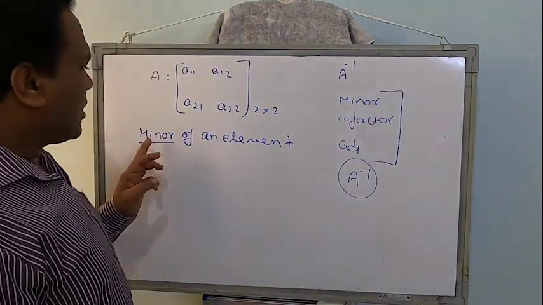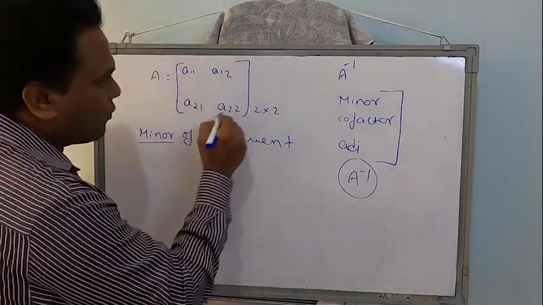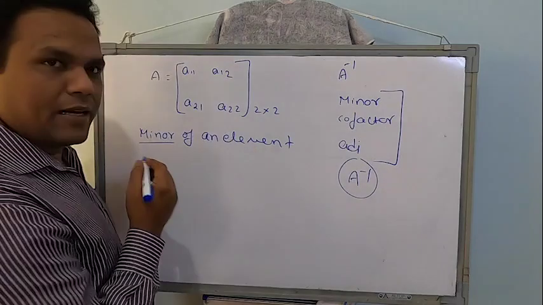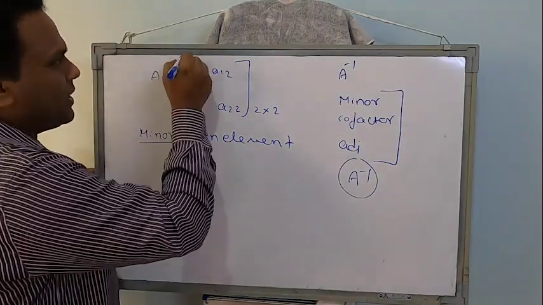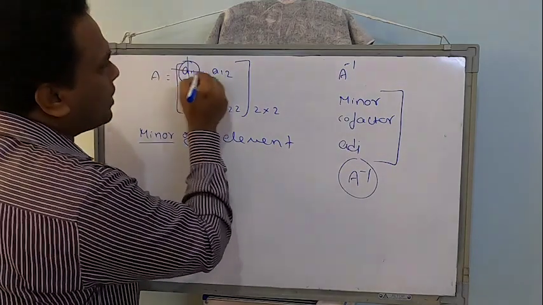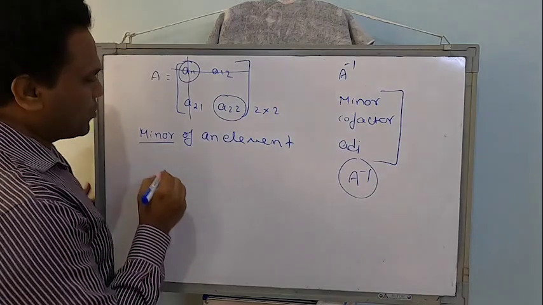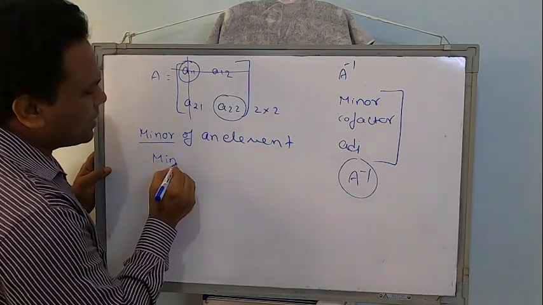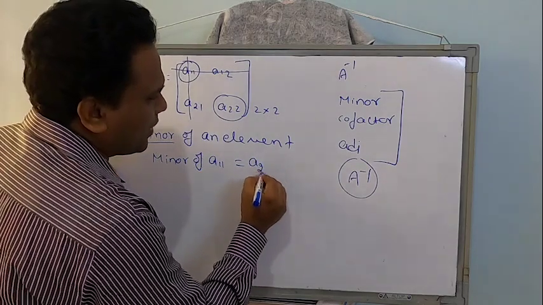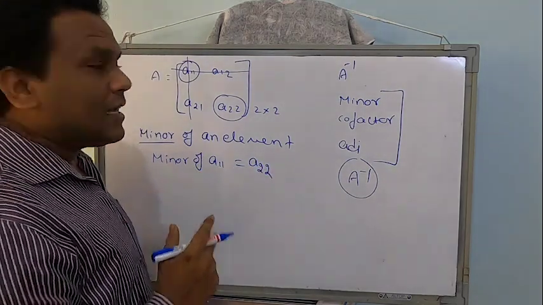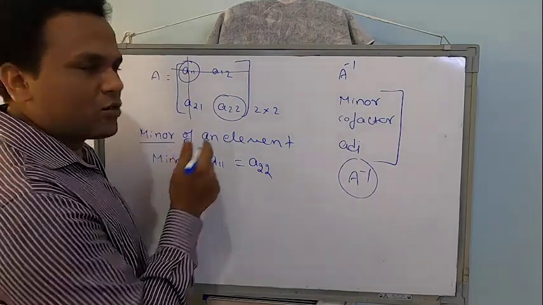Clear? Okay. Now, let's look at the heading, minor of an element. For example, there are 4 elements here. I should find the minor of each element. So, what is the minor of the element A11? Simply delete the column and row in which A11 is present. What is the remaining element? A22. So, minor of A11 is equal to A22. Like that, I should continue for all 4 elements. One element is over, the remaining 3 I should continue.